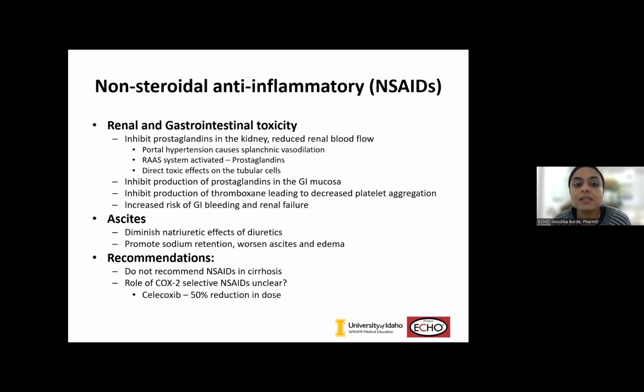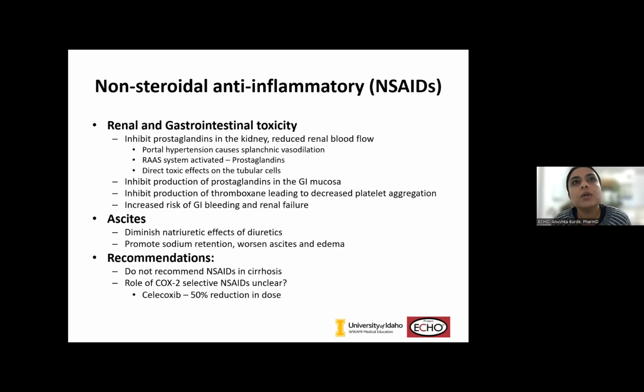And so what happens is, as I mentioned before, NSAIDs inhibit the production of prostaglandins in the GI mucosa. They also inhibit production of thromboxane, leading to decreased platelet aggregation and increased risk of bleeding. And in the setting of ascites, especially in advanced cirrhosis, the diuretics are also not working very well, and it promotes sodium retention and worsens ascites and edema. And so the recommendation is basically do not recommend NSAIDs in patients who have cirrhosis.